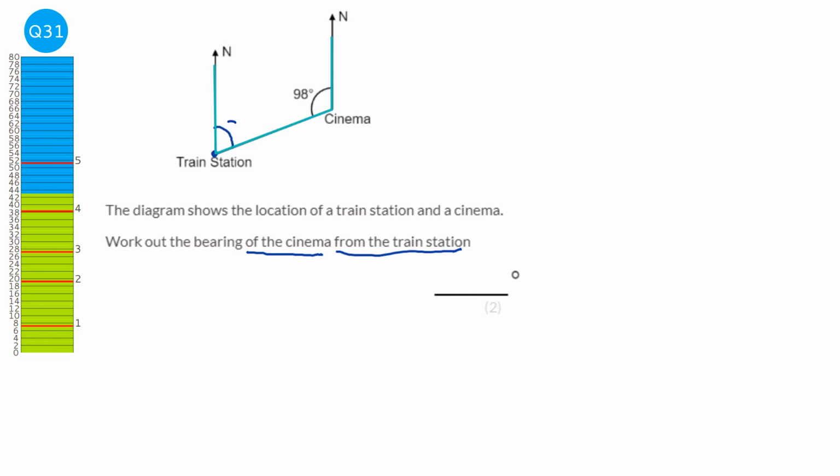So we're going to call this x, and we're going to say x equals 180 take away the 98 there. And so we just put it on our calculator, or do it in our head, 180 take away 98, and you get the answer of 82. So we know that this angle here, instead of x, is going to be 82. But the way we show bearings is with 3 digits. So it's going to be 082 degrees.